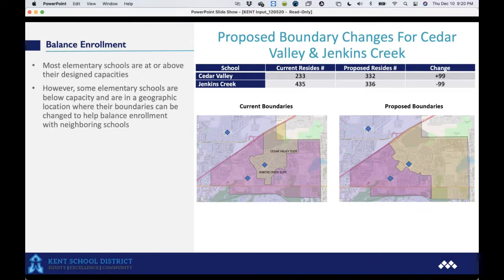The first two, the Cedar Valley and Jenkins Creek. The map to the left shows the current boundary, and the map to the right shows the proposed boundary. And the table shows the current, proposed resides, and the change. Again, resides is the students that live inside the attendance boundary.